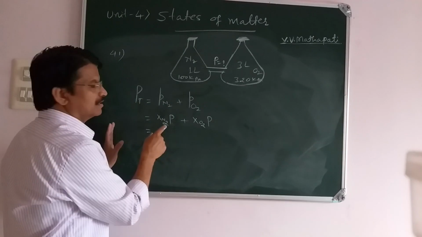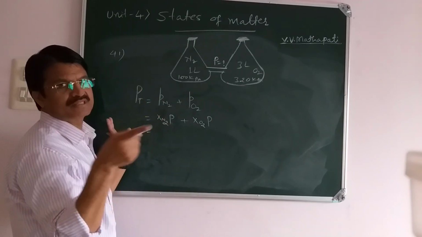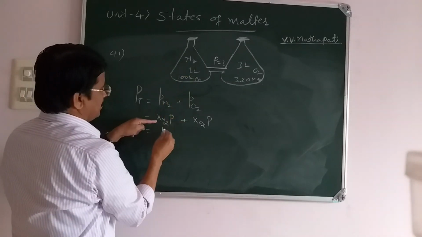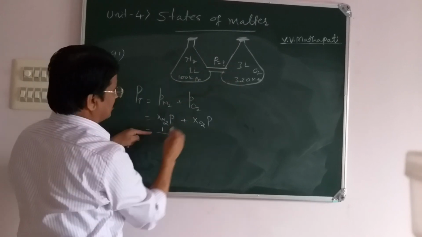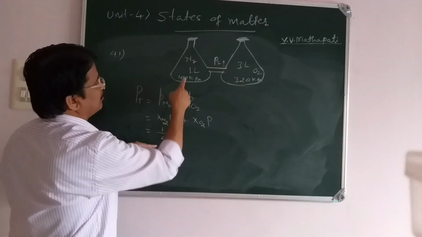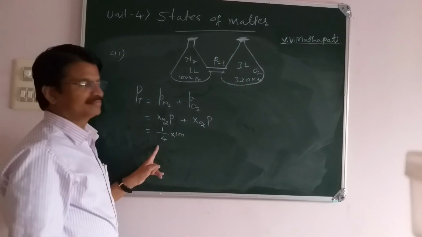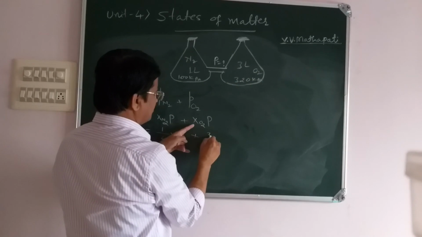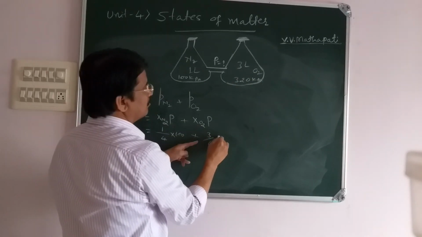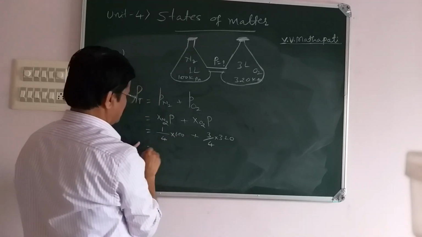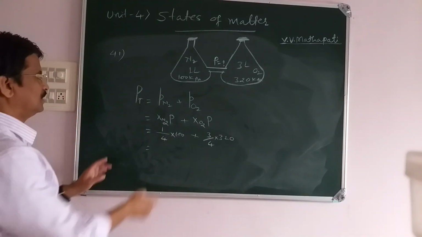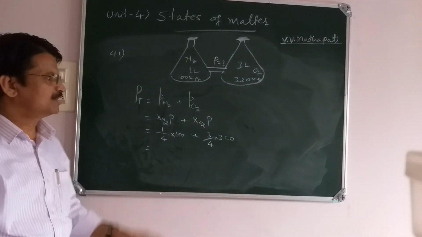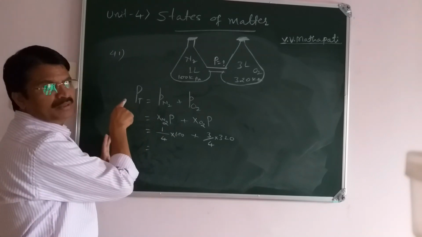Volume by total volume is also the mole fraction. For N2 the volume is 1 and the total volume is 1 liter plus 3 liter, 4 liter, and the pressure given is 100, plus mole fraction of O2, volume given 3, total volume 4, pressure 320. First you calculate separately, then add these two, you get P total.